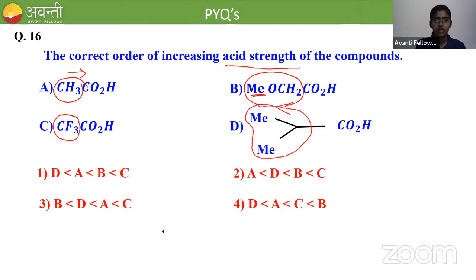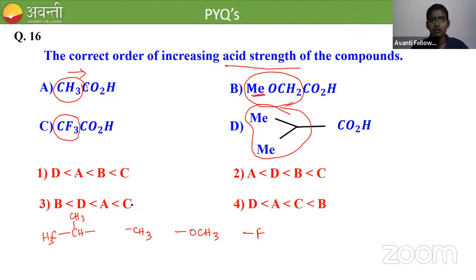So in the first compound, CH3 is there. Next, in compound B, we have OCH3. And in compound C, we have fluorine, CF3, attached to the carboxylic acid part. And lastly, we have the isopropyl group, that is, a carbon attached with 2 methyl groups. So these are the 4 substituents attached to the carboxylic acid.